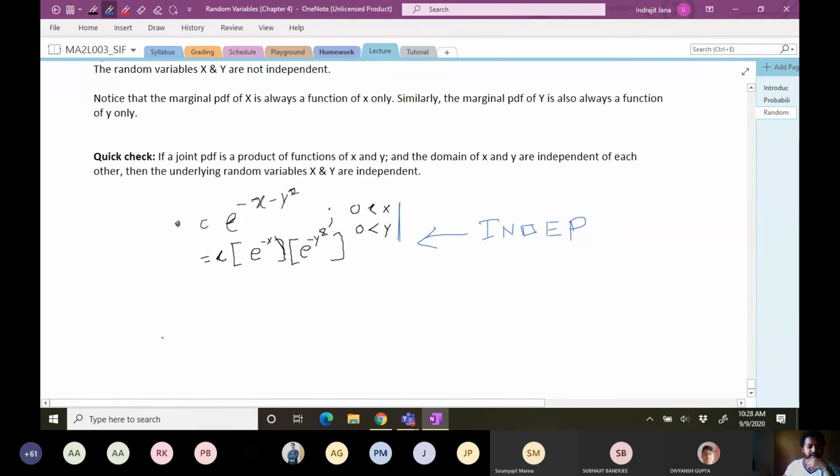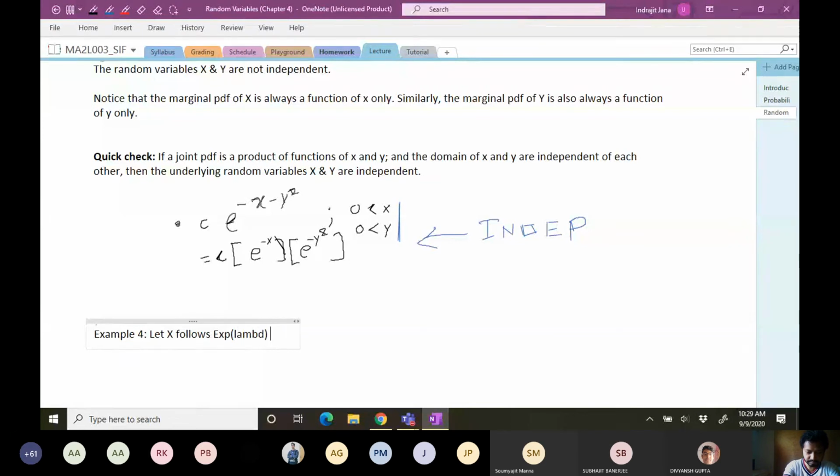So what is the next example that I was going to do? Okay, example 4. Let x follow an exponential random variable with parameter lambda 1, and y follow exponential lambda 2. So you want to do a few things, and independently.